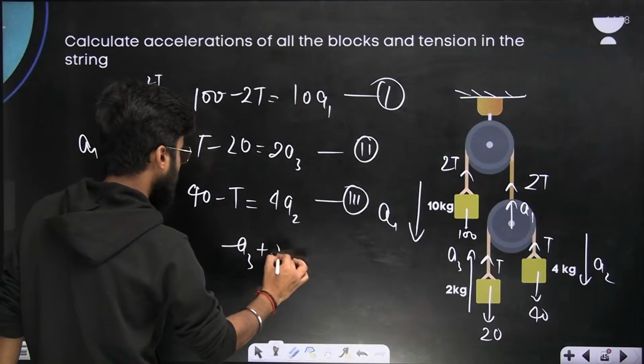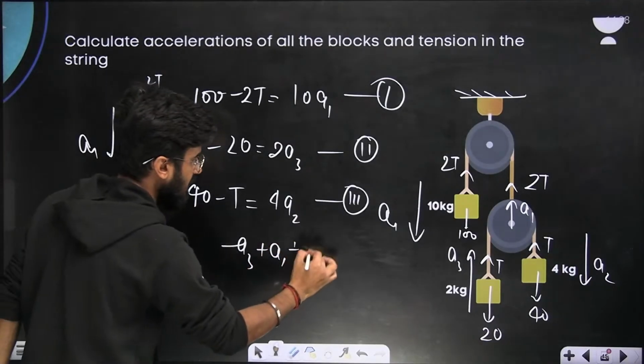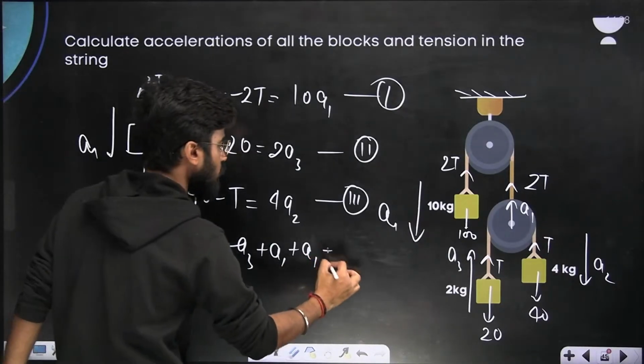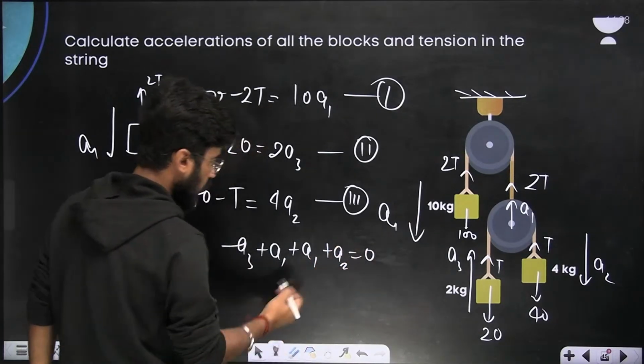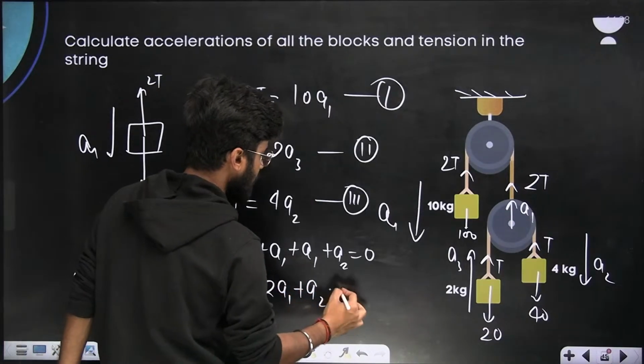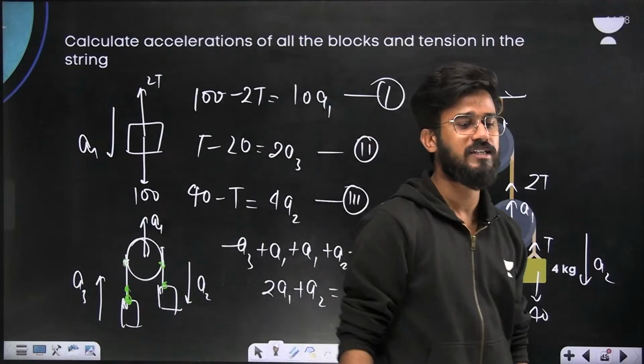So plus A1. Similarly, this is also going upwards, so length is increasing, means plus A1. This is going downwards, means length is increasing, means plus A2. That is equals to 0. So what will we be left with? We'll simply be left with 2A1 plus A2 equals A3. This is equation number 4.